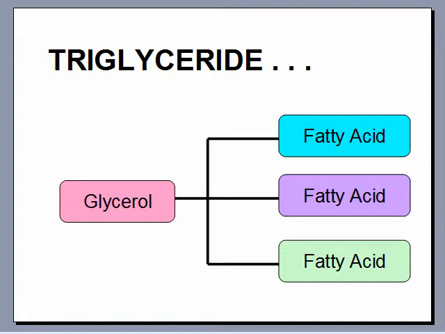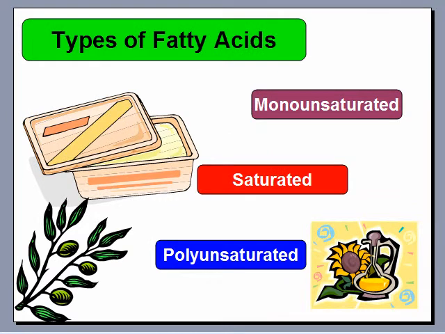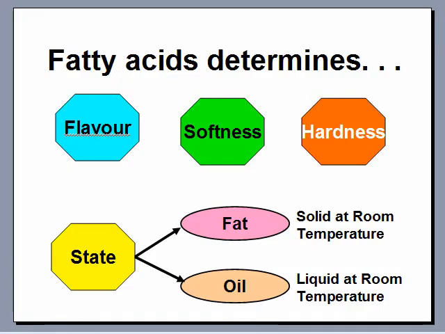The fatty acids in a triglyceride can be 3 different types of fatty acids, or it can all be the same. There are 3 different types of fatty acids, and they are monounsaturated, polyunsaturated, as well as saturated fatty acids. We will talk more about this later on. But first, let us look at the importance of fatty acids in fat.